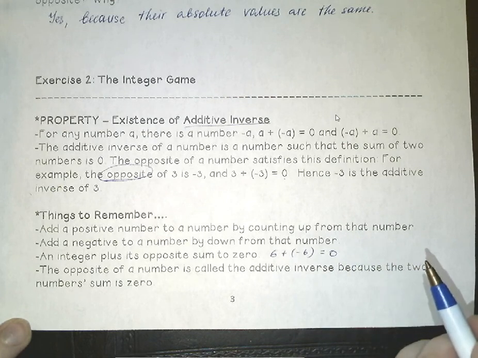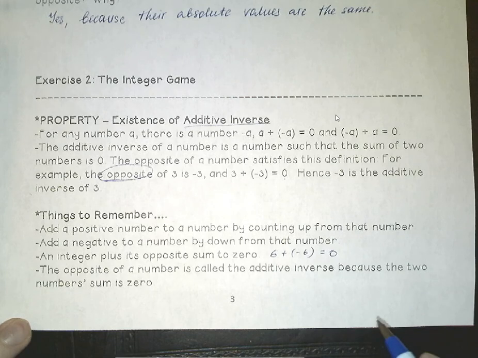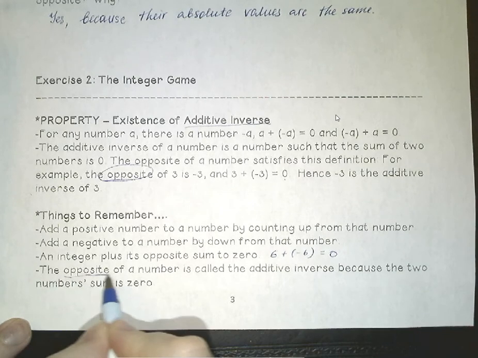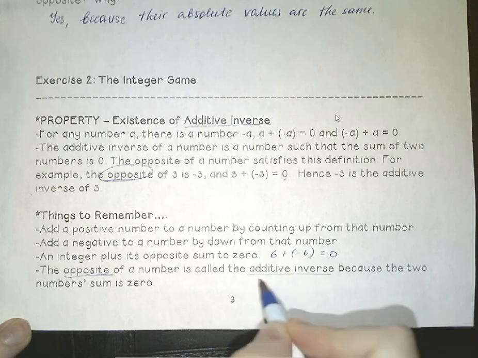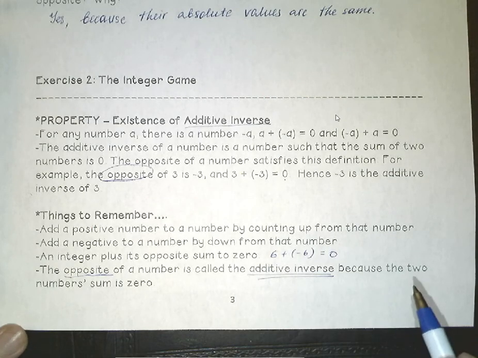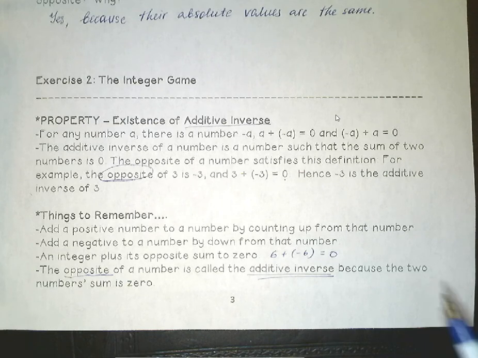The opposite of a number is called the additive inverse because the two numbers' sum is 0. The opposite of a number is the additive inverse. The term additive inverse is going to be used instead of the word opposite in the future, so get used to learning that term. So when I add a number and its additive inverse, that will be 0.